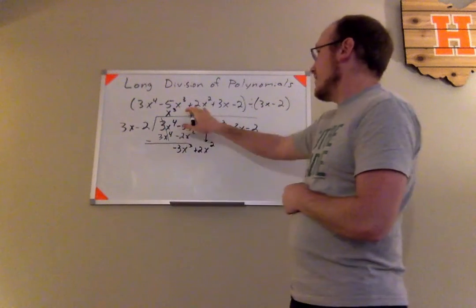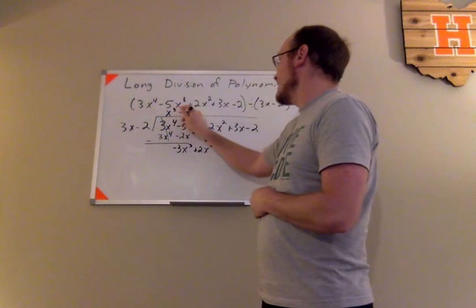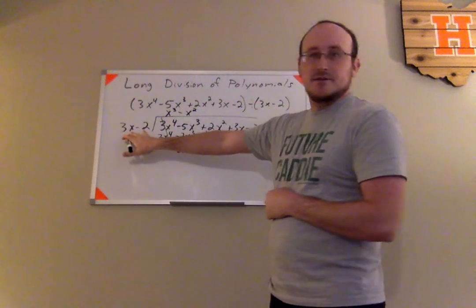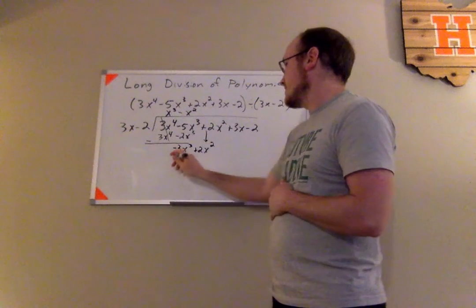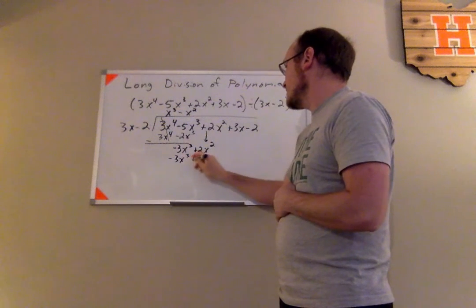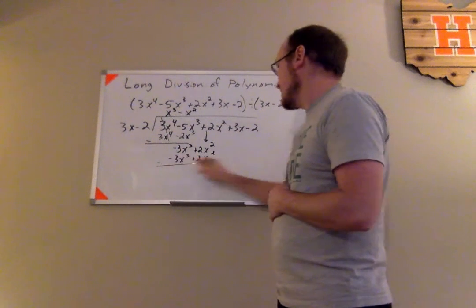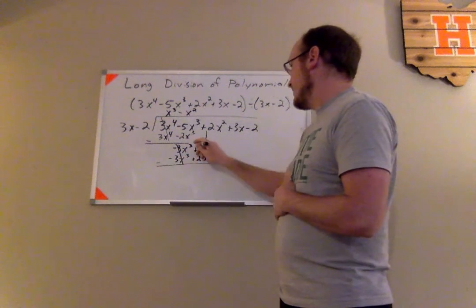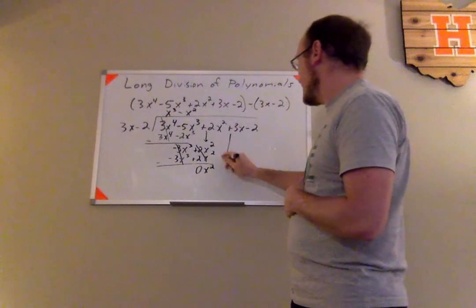and repeat. Figure out what times 3x gives you negative 3x to the third. And that should be negative x squared. Take that negative x squared, distribute it down to both of these, write those answers under here, and subtract. So negative x squared times 3x is negative 3x cubed. Negative x squared times negative 2 is positive 2x squared. Subtract. Anything minus itself cancels out. Again, anything minus itself, this would cancel out and leave you with 0x squared right there. And drop down your next term.